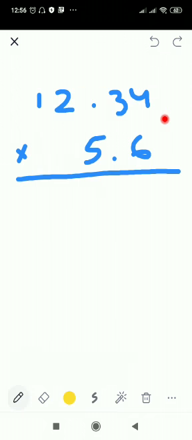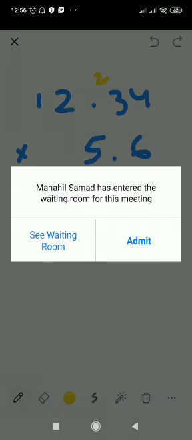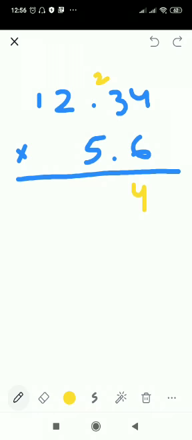starting with 6. You all know 6 4 times is 24, 4 here and 2 carried. Then 6 3 times is 18 and 18 plus 2 is 20, 0 here and 2 carried. Then 6 2 times 12 and 12 plus 2 is 14, 4 here and 1 carried. 6 ones are 6 plus 1 is 7.